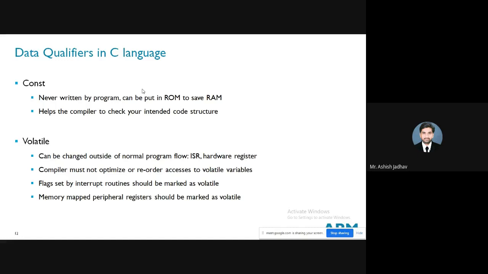Then the second data qualifier that we have is volatile, right? So volatile can be changed outside of normal program flow. That is your ISR. ISR means interrupt service routine, or you can say hardware register. So a compiler must not optimize or reorder accesses to volatile variables. Flags set by interrupt routines should be marked as volatile. Then a memory mapped peripheral register should also be marked as volatile.